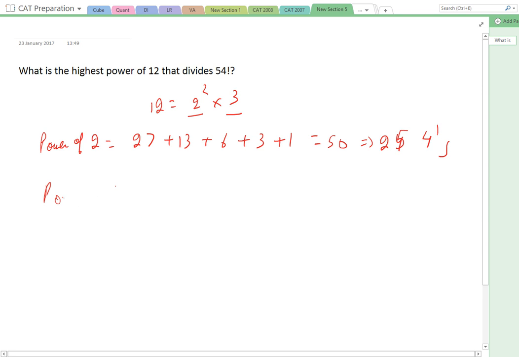And power of 3 will be 54 by 3, 18, plus 18 by 3, 6, plus 6 by 3, 2. And that is equal to 24 plus 2 equal to 26. 3's can go in there. So since 12 is 4 into 3 and you can get only 25 fours, highest power of 12 that can divide 54 will be 12 to the power 25.